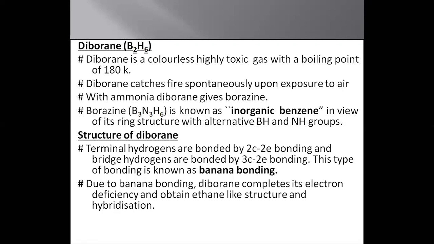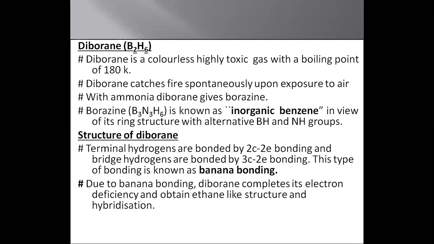Structure of diborane is very, very important because we are using a term over here, that is banana bonding. What is actually banana bonding and how is it there in diborane? We know that in diborane, there are terminal hydrogen atoms and bridge hydrogen atoms. Terminal hydrogen atoms are bonded by two-center, two-electron bonding, whereas bridge hydrogens are bonded by three-center, two-electron bonding. This type of bonding is called banana bonding.